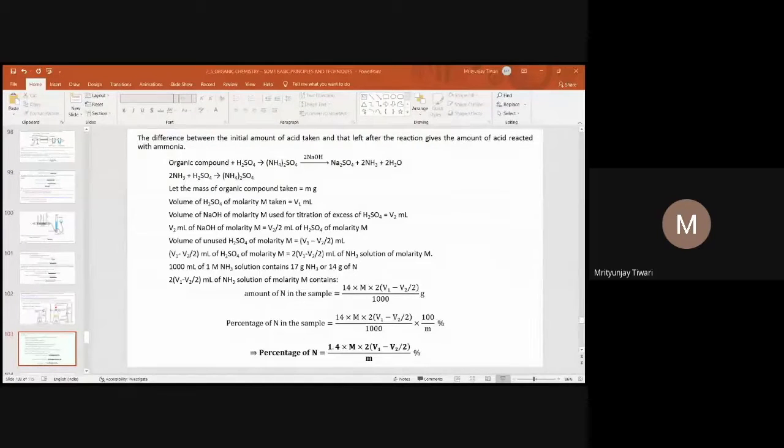So with that we get this volume. Sometimes this entire value is given, that is, this much volume of ammonia solution is formed. So you can directly use this equation, and in place of this, you put the volume of ammonia.